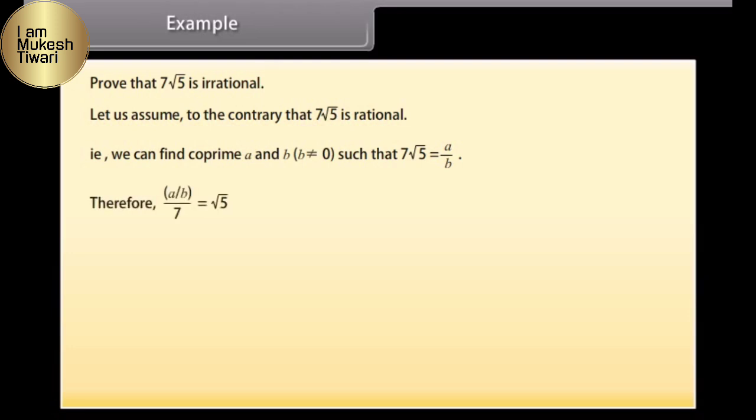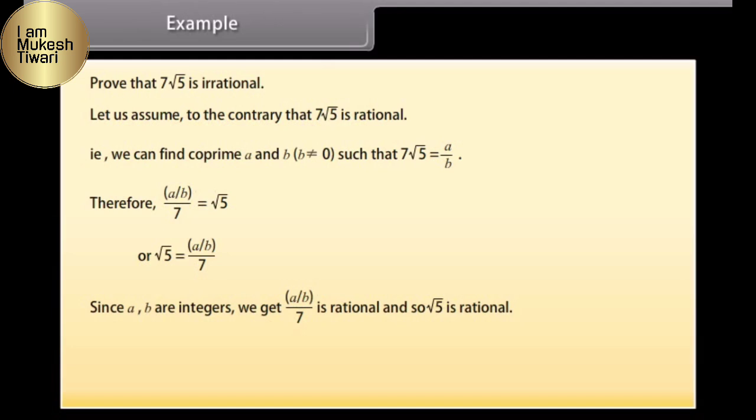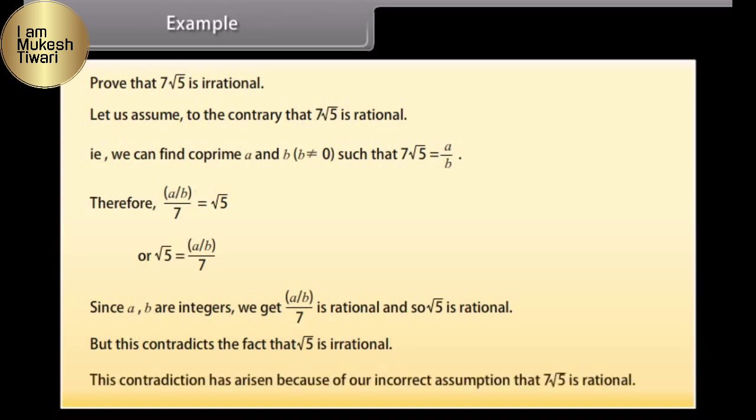Therefore, a upon b upon 7 is equal to square root 5, or square root 5 is equal to a upon b upon 7. Since a and b are integers, we get a upon b upon 7 is rational, and so square root 5 is rational. But this contradicts the fact that square root 5 is irrational. This contradiction has arisen because of our incorrect assumption that 7 square root 5 is rational.